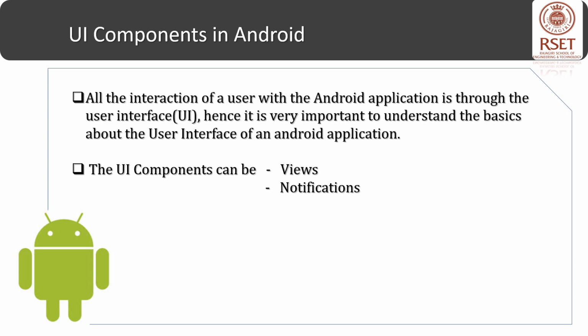Views are a rectangular area on the screen which is responsible for drawing and event handling. And notifications are messages that Android displays outside your app's user interface in order to provide users with reminders, communication from other people, or other timely information from your app, so that users can tap the notification to open your app or take actions directly from notifications.